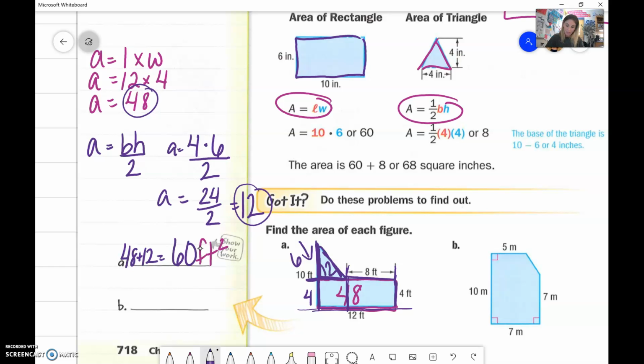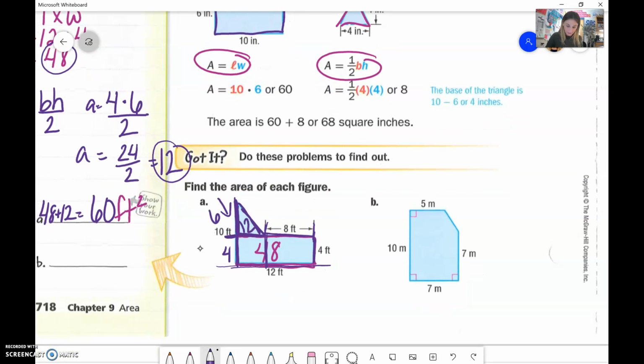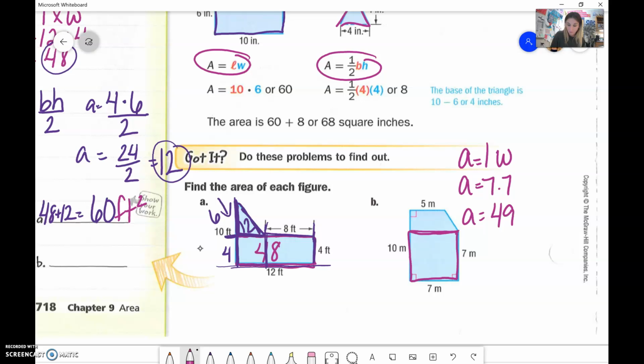Okay? Now let's take a look at this next composite figure. I'm going to kind of work over here. Let's see. When I look at this, I see that if I go right here, I can make a trapezoid and I can make a rectangle or a square. It looks more like it's going to come out as a square. So let's do area equals length times width. I'm doing my square first. It looks like I have 7 times 7, so area equals 49. So my area for that square is 49.